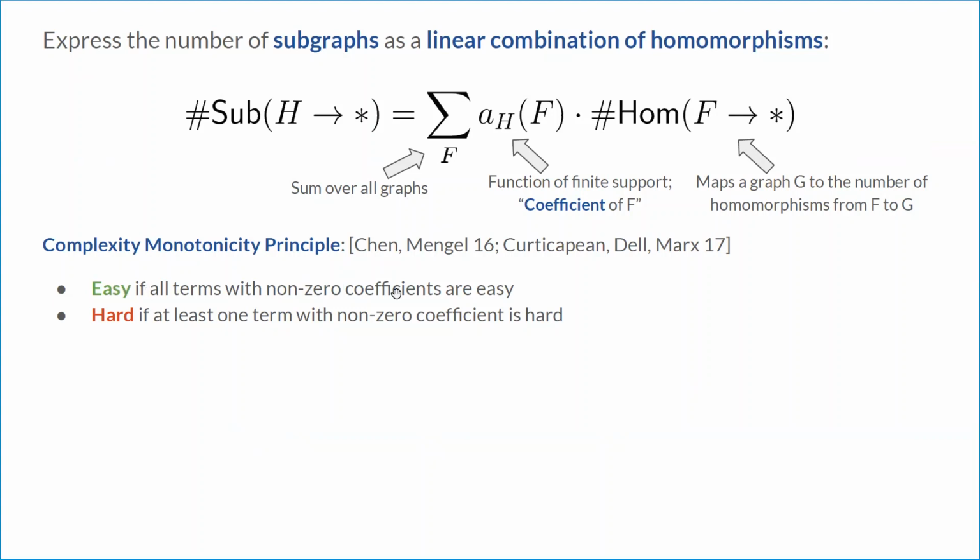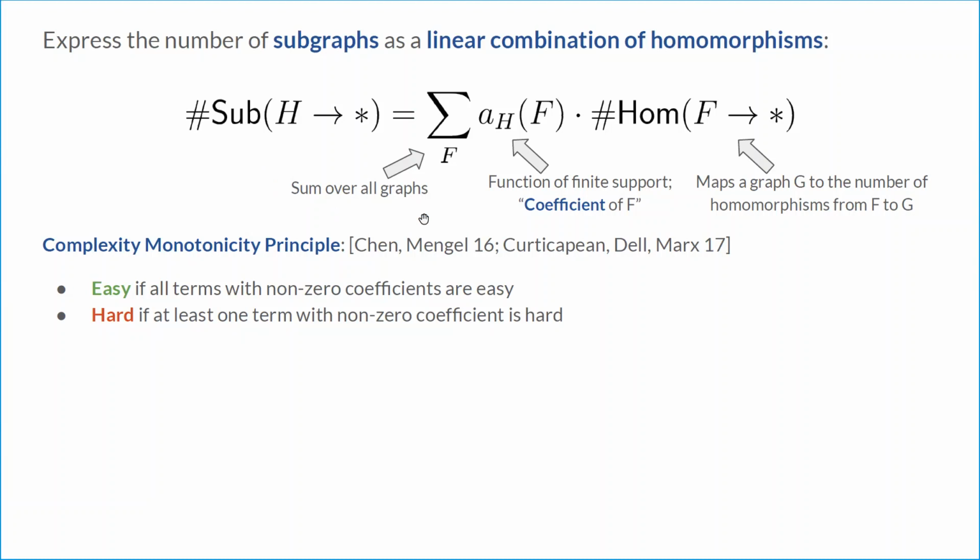And that means if all terms here with the non-zero coefficients are easy to compute, then you can compute the entire sum efficiently. This is actually the easy direction. But then, surprisingly, the other way is also true. So if there is at least one term here with a non-zero coefficient that is hard to compute, then we immediately get hardness of the entire problem.